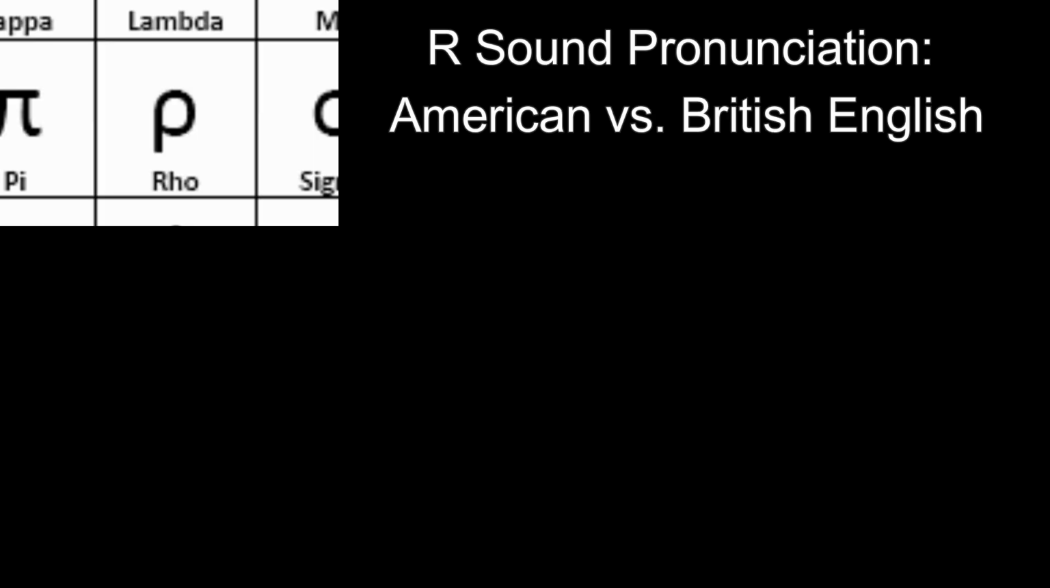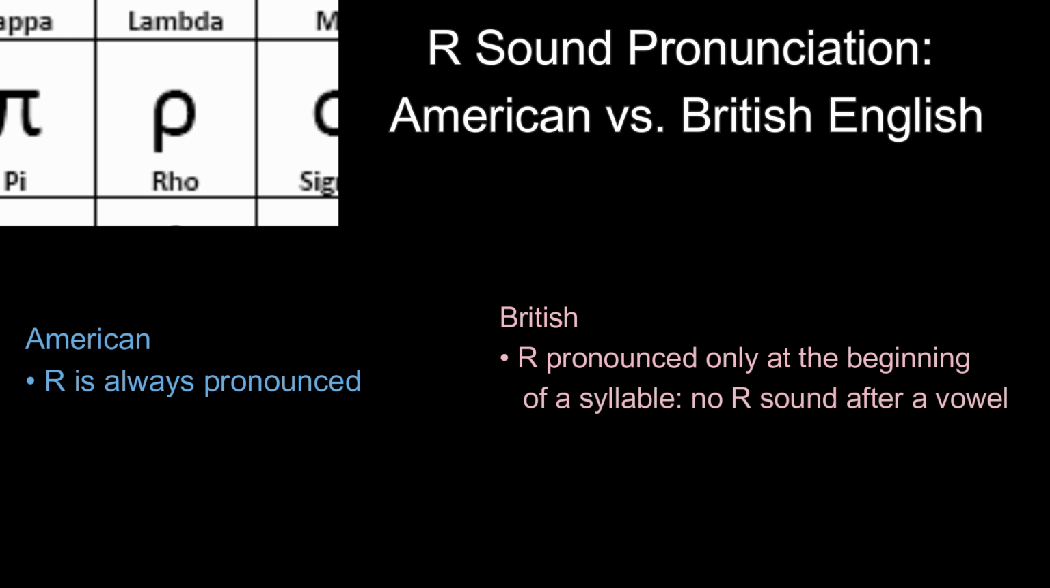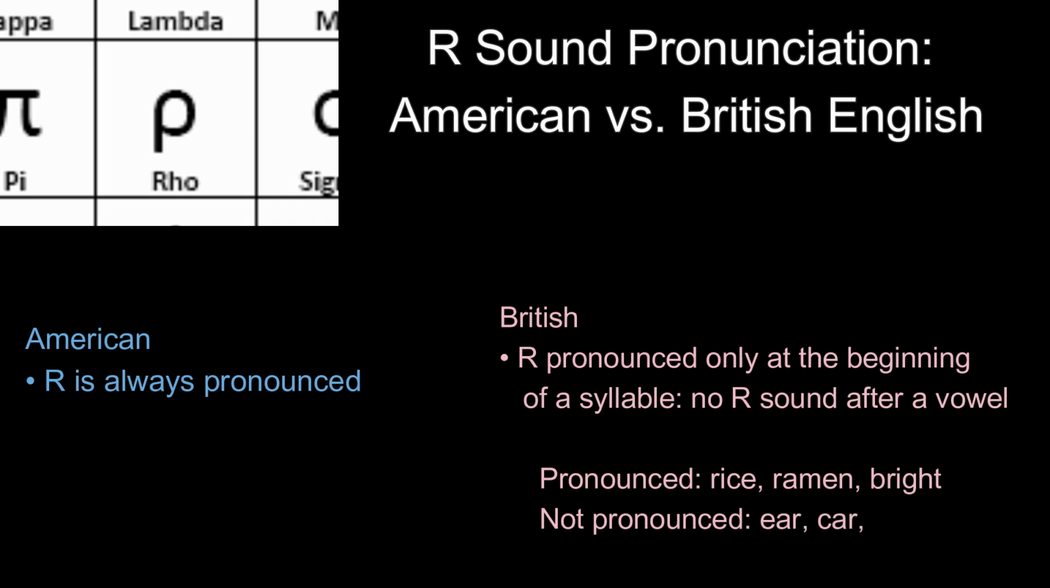The most salient difference between American English and British English should be relating to the pronunciation of the R sound. In America, R is always pronounced whenever there is an R in the spelling. British people, however, pronounce R only when it is the beginning sound of a syllable. If R occurs after a vowel in a syllable, R is not pronounced. So, for example, British people will pronounce R in rice, ramen, and bright, but they will not pronounce R in ear, car, and butter. In American English, however, R is pronounced regardless of its position.